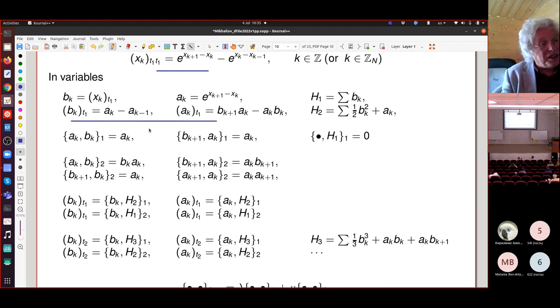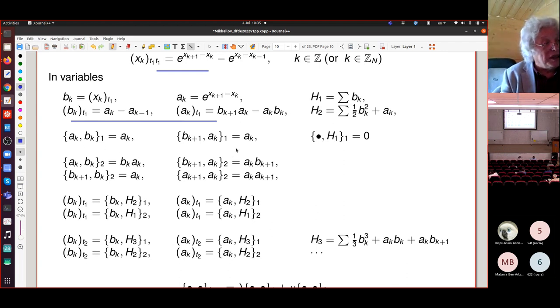Moreover, it is known that this system is multi-Hamiltonian. Actually, it is three-Hamiltonian, but I will be talking about the two-Hamiltonian structure today. So what does it mean? It means that we can define two types of Poisson brackets in the same variables. Poisson brackets means skew-symmetric and satisfying the Jacobi identity and Leibniz rule.